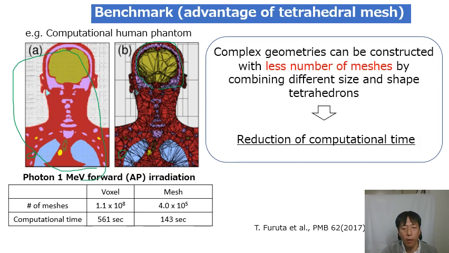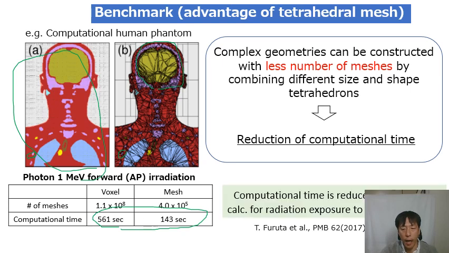This also affects the computational time. The computational time for tetrahedral mesh becomes less than voxel due to the smaller number of meshes. For this case, the computation time for tetrahedral mesh is almost 1/4.